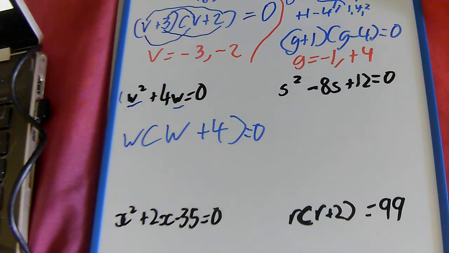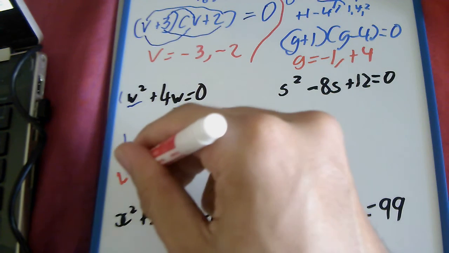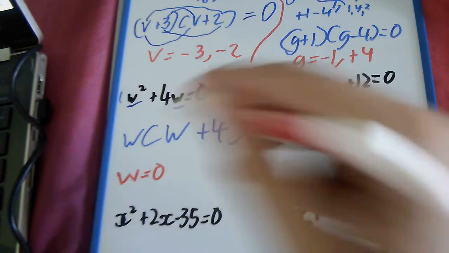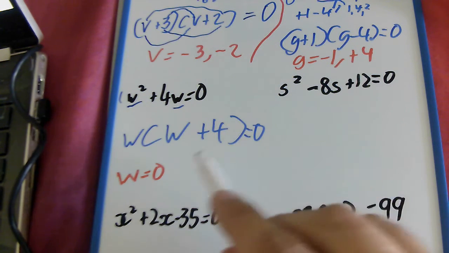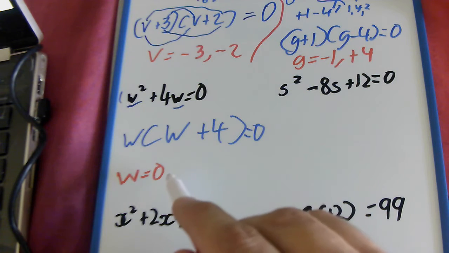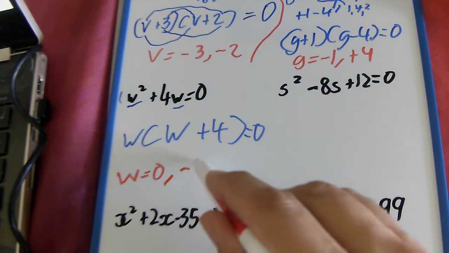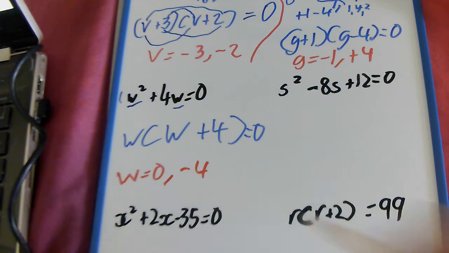And then for those to equal 0, W can equal 0, because if the W at the front was a 0, that would make everything in the brackets a 0. The other option is to make the stuff in the brackets a 0, which would go minus 4. So minus 4 plus 4 will equal 0.